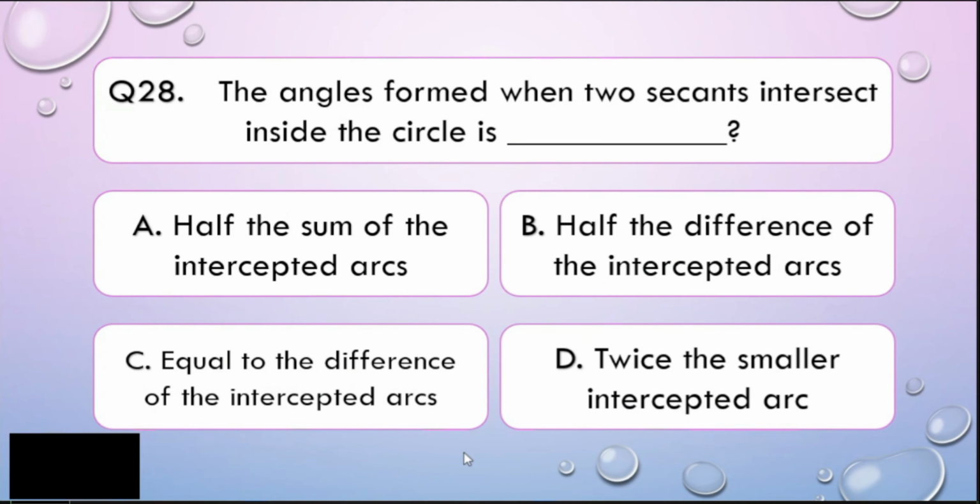So, now let us go to question number 28. The angles formed when two secants intersect inside the circle is blank. A, half the sum of the intercepted arcs. B, half the difference of the intercepted arcs. C, equal to the difference of the intercepted arcs. Or D, twice the smaller intercepted arc. I'll give you 5 seconds to think about your answer.